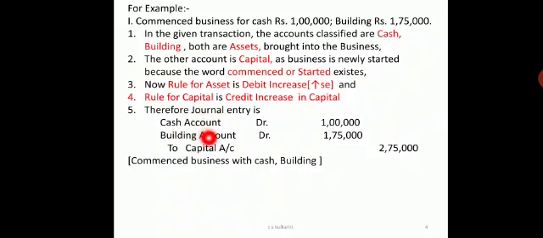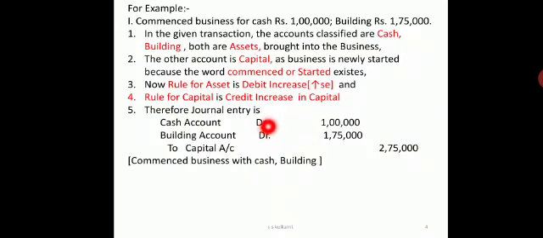So increase in property is debited and it is the initial investment. So they are existing in business as long as it is going to stay. Therefore, it is credited. So cash account is debited, building account is debited to capital account 2,75,000.